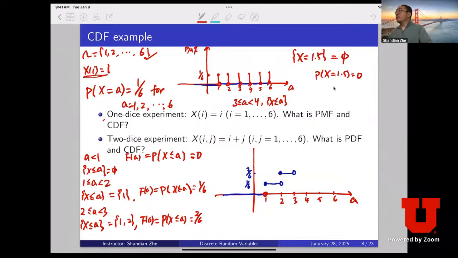1, 2, 3, right? Again, you just use the definition. When you use 1, 2, 3, the X values will be 1, 2, 3. They're all less than or equal to A. So the CDF function is the probability of this event, which is 3/6, right? Any question? Okay.